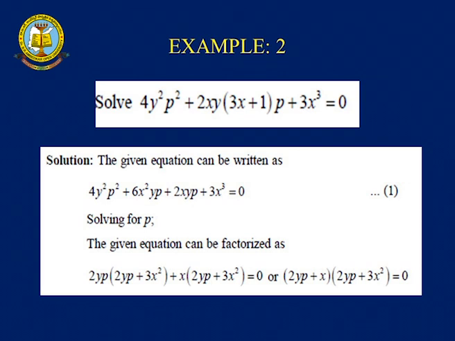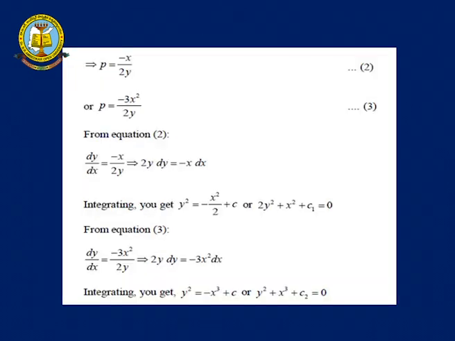Similarly, as ab equal to 0, we can write a equal to 0 or b equal to 0. We get 2yp plus x equal to 0, so p equal to minus x by 2y, that is equation 2. Next, 2yp plus 3x square equal to 0, then we get equation 3, that p equal to minus 3x square by 2y.